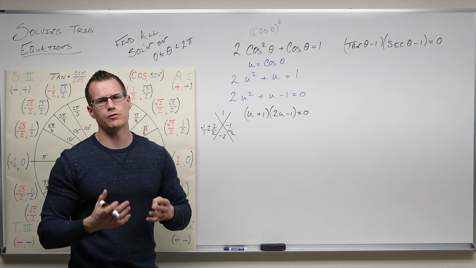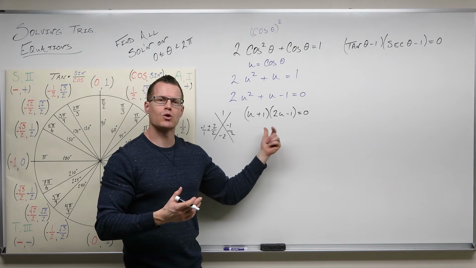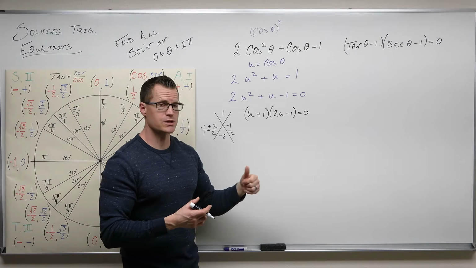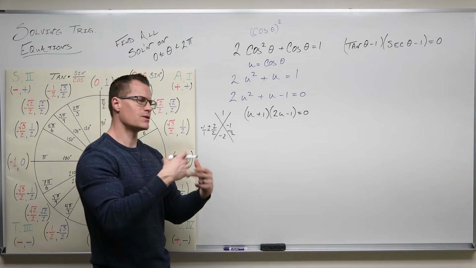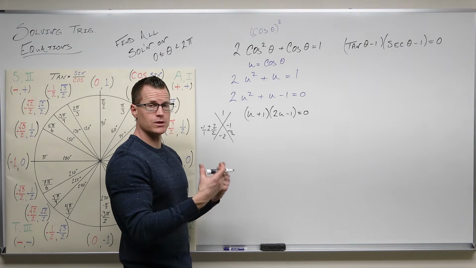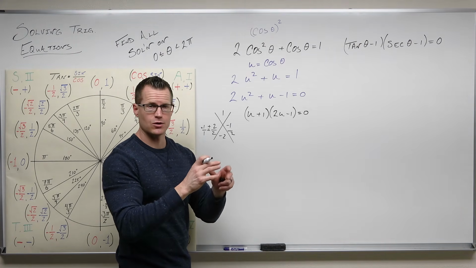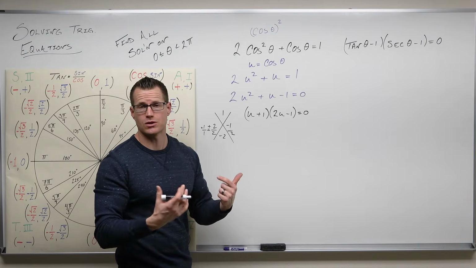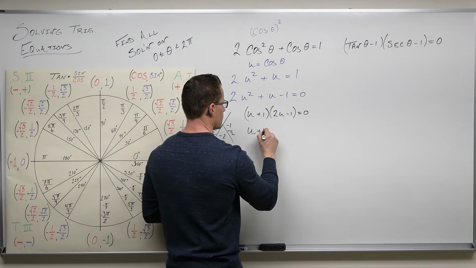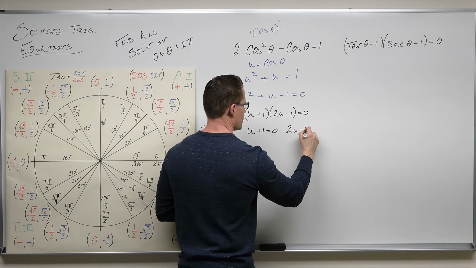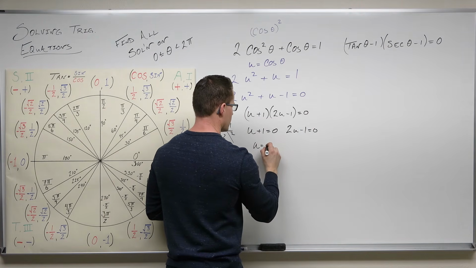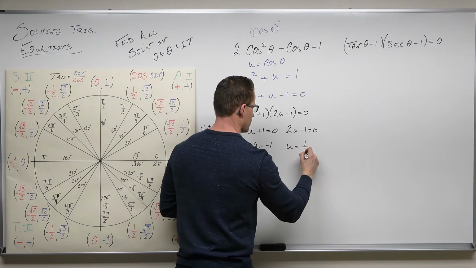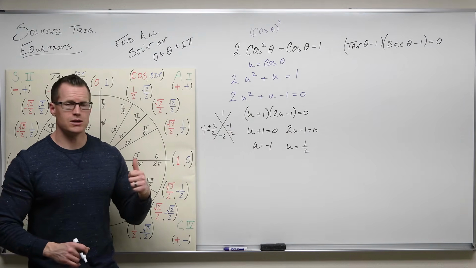This is what is beautiful about factoring, is that it creates a zero product property, something that's very nice for us. So we know zero product property says if you got a couple factors or several factors and they're equal to 0, every one of them equaling 0 has the opportunity to be a solution. So u equals -1 and u equals 1/2.